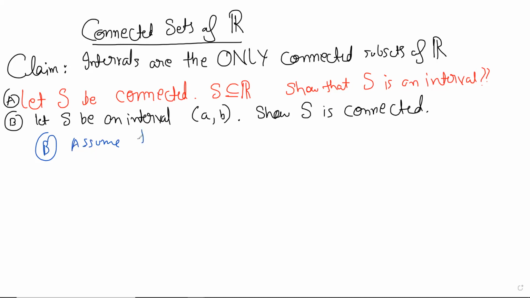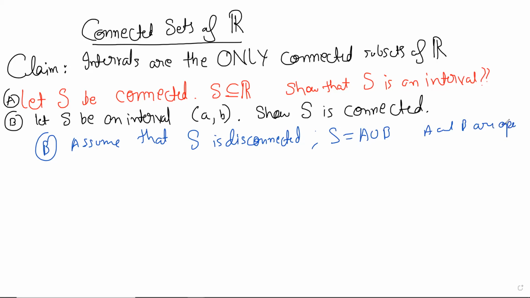So assume that S is disconnected. Let's write everything. S is disconnected, that's what it means, and A and B are open in S. That doesn't mean that they are open intervals. They are some complicated open sets in R and you have taken their intersection with S. So it's not just a simple open interval. So what do we do next?